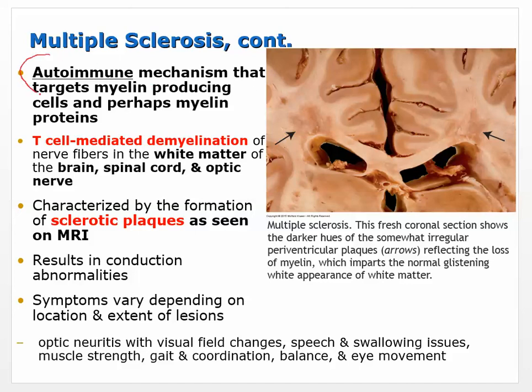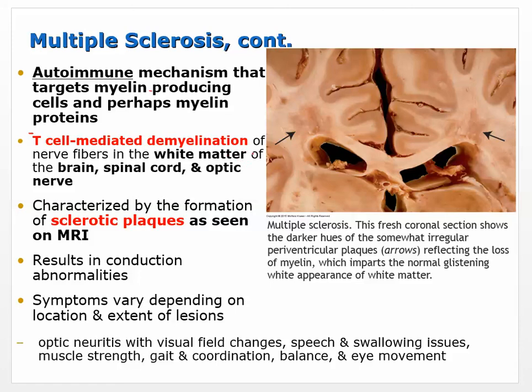It's autoimmune. It's not just autoimmune, but it's a type 4 hypersensitivity primarily. And so that's T cell demyelination. So it's an autoimmune mechanism that targets myelin producing cells, and perhaps myelin proteins themselves. Okay, so it kills the cells, it kills the myelin that's being produced. That's what it's presumed to be attacking.